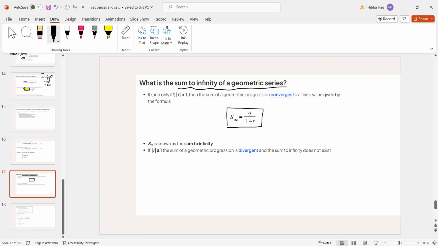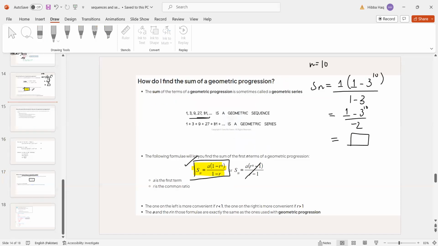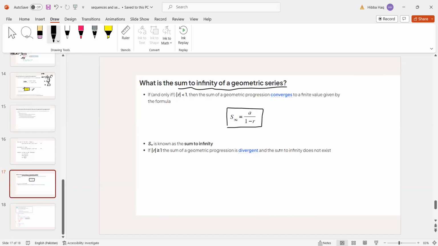The questions are going to be quite simple. It is going to give you the sum to infinity and ask you to find A or R, or just give you A and R and ask you to find the sum to infinity. So the sum to infinity formula is A divided by 1 minus R. For example, if you have to find the sum to infinity of the same sequence here, 1, 3, 9, 27, 81, we're finding it for 1, 3, 9, 27, and so on.